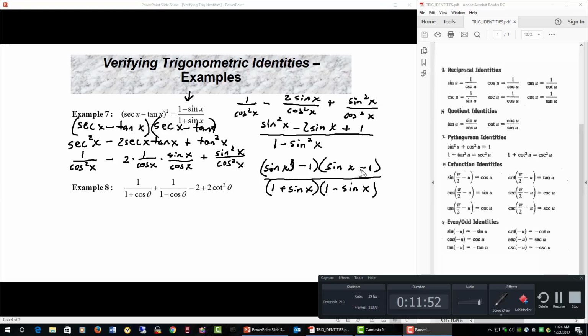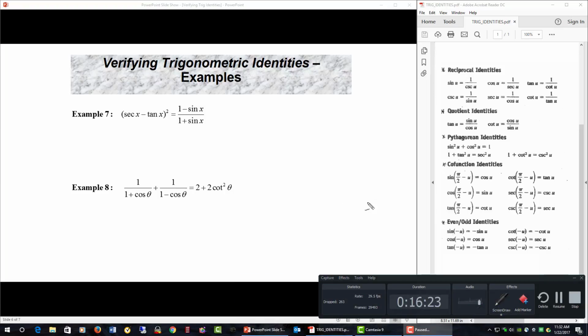So notice here we do have a cancellation. These are called opposites. When you have sine x minus 1 over 1 minus sine x, you can factor out a negative 1 in one of these or the other, but when you cancel, you will get a negative 1, and then multiplying it through the numerator of what's left, I'll use the commutative property as well to switch these around. You'll get negative 1 times negative 1 is positive 1, negative 1 times sine x is minus sine x, all over 1 plus sine x. And then example 7 is verified.